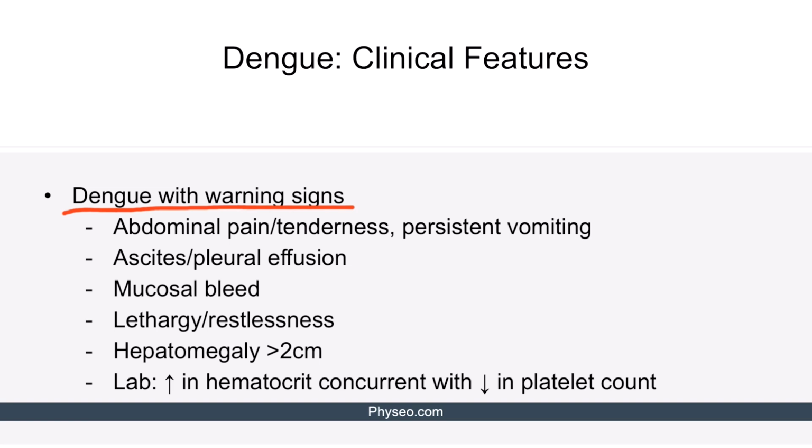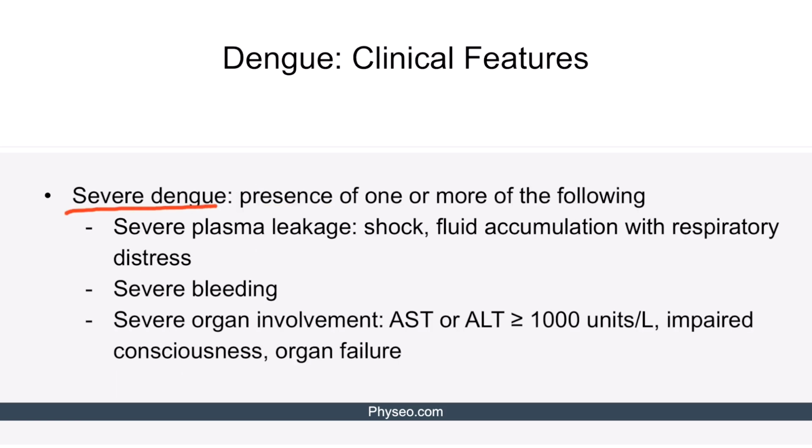Dengue with warning signs refers to dengue infection in the presence of life-threatening features. This includes abdominal pain or tenderness, persistent vomiting, third space fluid loss such as ascites or pleural effusion, mucosal bleed, lethargy, restlessness, or hepatomegaly more than 2 centimeters. Laboratory abnormalities like an increase in hematocrit level concurrent with a decrease in platelet count are also considered a warning sign.